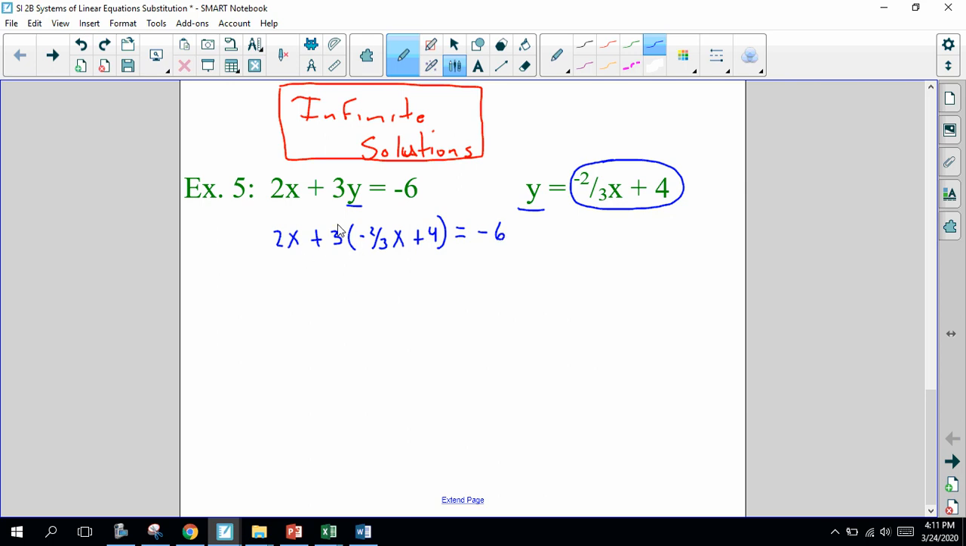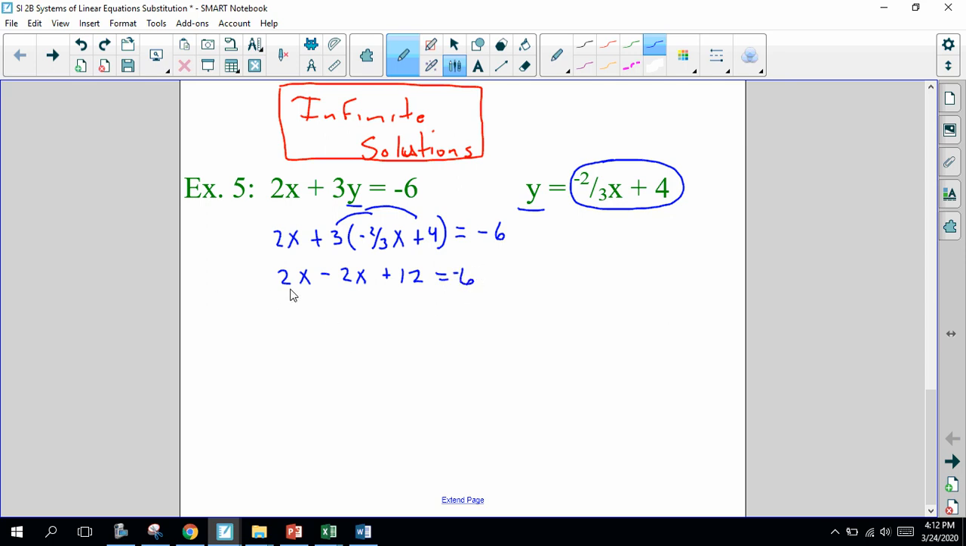And once again, to simplify, we will distribute that guy into both terms. Well, 3 times negative 2/3 x. First of all, 2x comes down. 3 times negative 2/3 is a negative 2x. And then 3 times the 4 gives me a plus 12. The equals -6 just carries down.